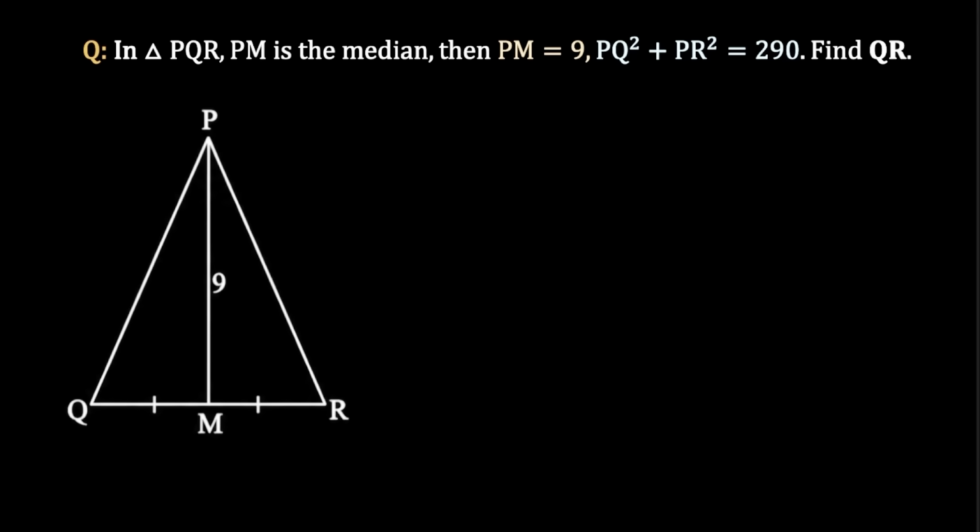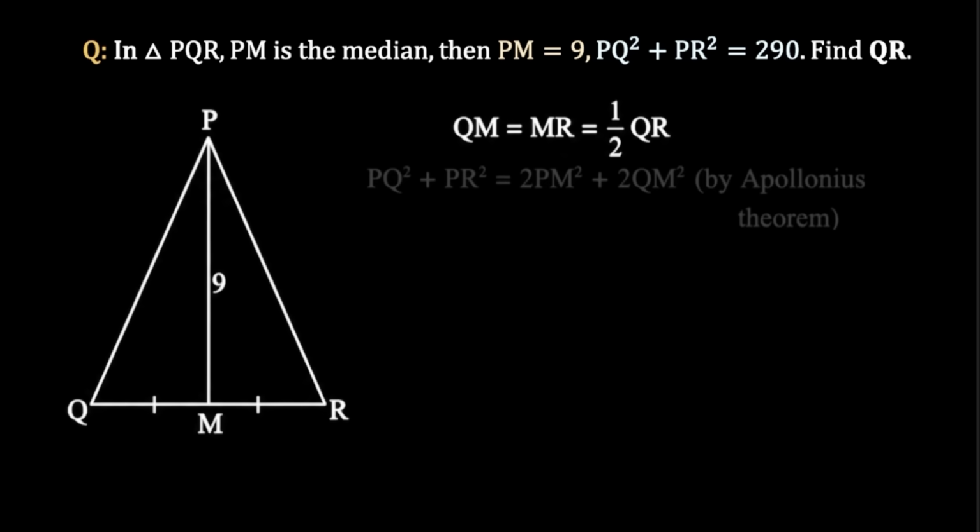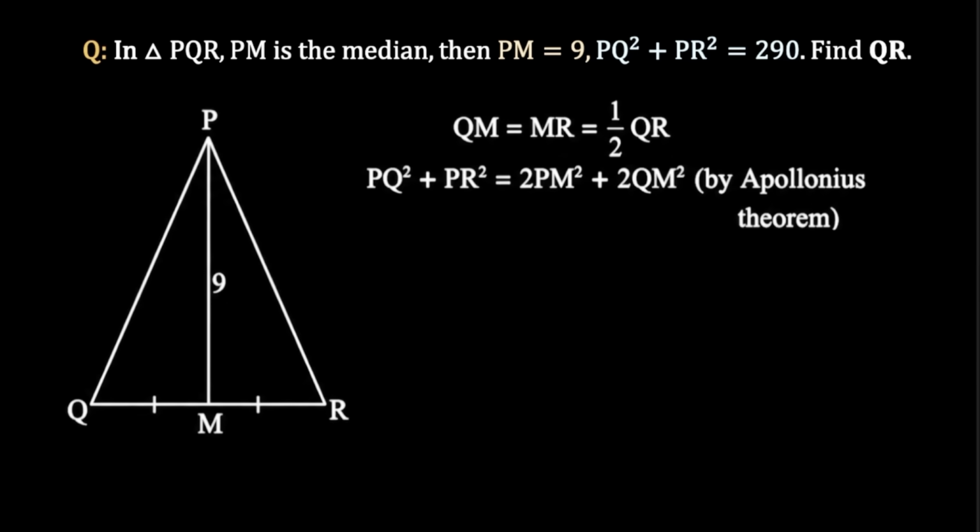Now let's apply Apollonius theorem in this question. In triangle PQR, PM is the median, PM is given as 9, and PQ square plus PR square is equal to 290. We have to find the value of QR. Since it's the median, we can say that QM is equal to MR, which will be equal to half of QR, right? Because M is the midpoint here. Also, by Apollonius theorem, we can say that PQ square plus PR square equals twice of PM square plus twice of QM square.